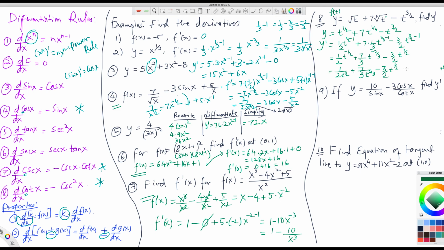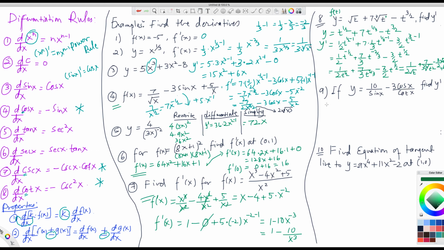So you can enter this answer, or if the Webwork system doesn't like this, you can write 1 over 2 root t, right? Because root t is t to the 1/2, and then plus 7 over 3, and then cube root of t squared, right? And then minus 3 halves, you can write 3 over 2, and then that is root t on the top, right? Root t. So you can simplify your answer that way, so that you can get the final form that the Webwork system likes. Okay. Next is 10 over sine x minus 3 cosine x over cotangent x.